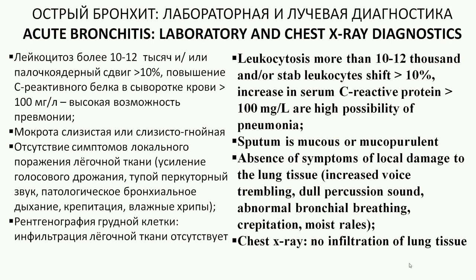Laboratory and chest X-ray diagnostics. Leukocytosis more than 10 to 12,000 and a leukocyte shift more than 10%. Increase in serum C-reactive protein more than 100 mg per liter: a high possibility of pneumonia. Sputum is mucus or mucopurulent. Absence of symptoms of local damage to the lung tissue: increased voice trembling, dull percussion sound, abnormal bronchial breathing, crepitation, moist rales. Chest X-ray: no infiltration of lung tissue.